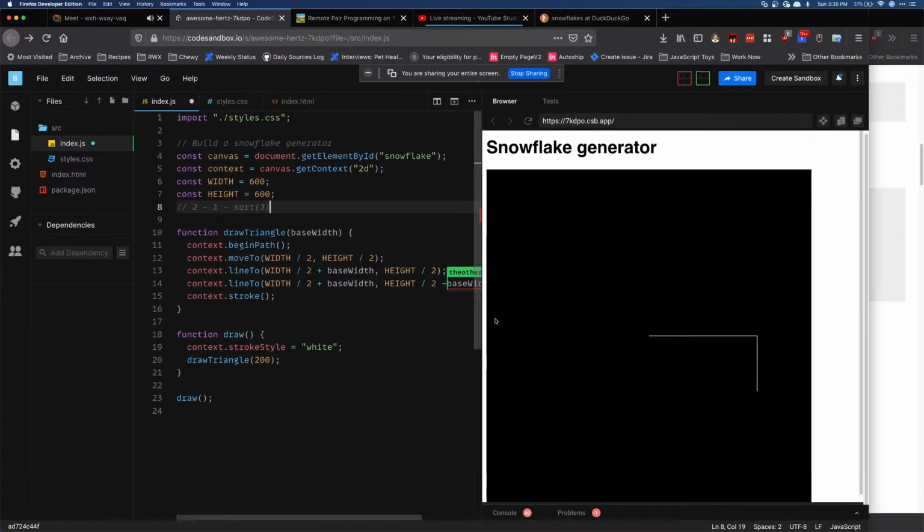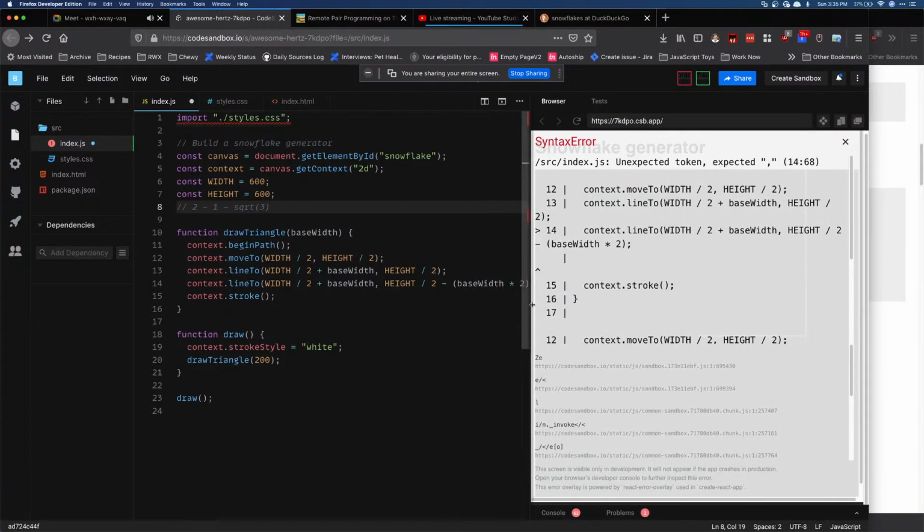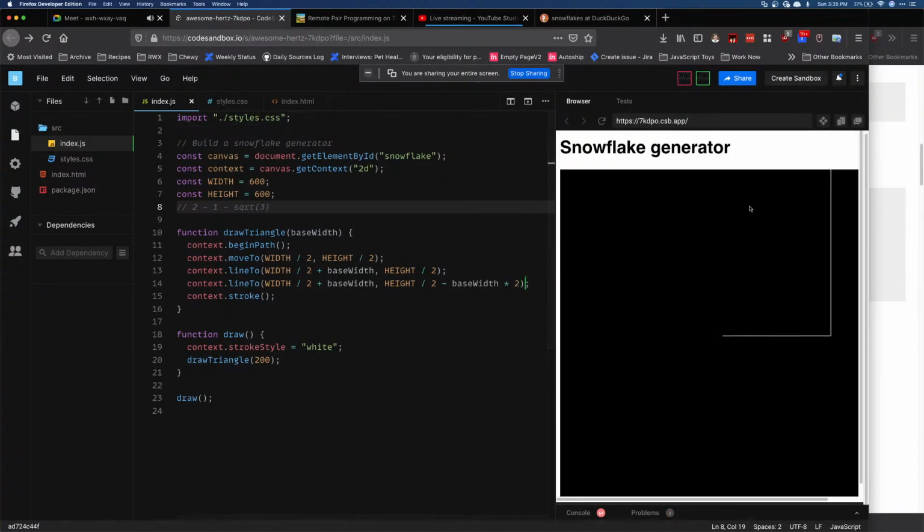Oh, sorry. I divide by two minus, and then, oh, what? Do I need brackets here instead of there? Why did it optimize my brackets away? Is that correct? Width divided by two plus base width is x, and height divided by two minus base width times two. Base width is 100. It's 200, so this will be 400, and height divided by two will be 300 minus 400.